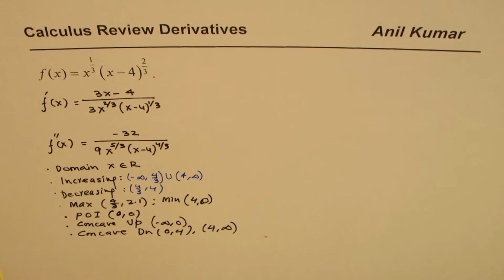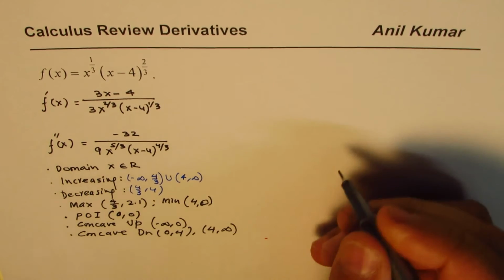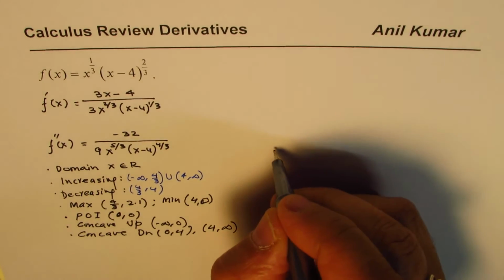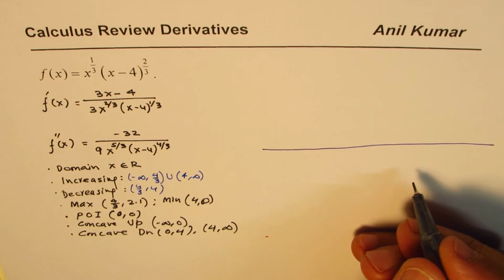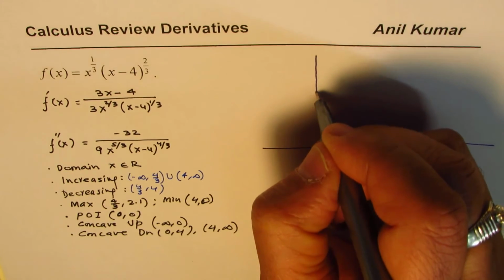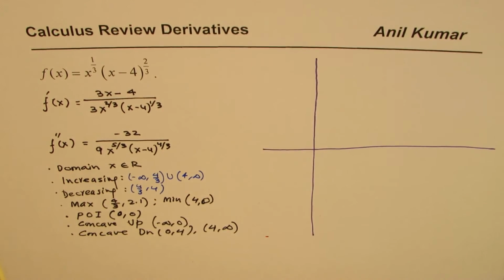So let me make a rough sketch of the same. Now I have more space to work with. Most of the values are on the right side of the origin, so I'll keep more space there when we sketch. That's fine.